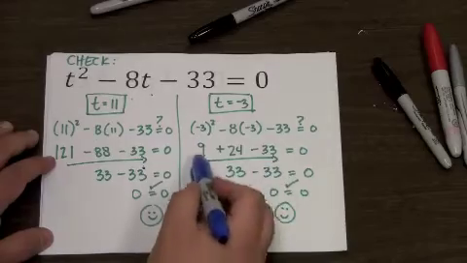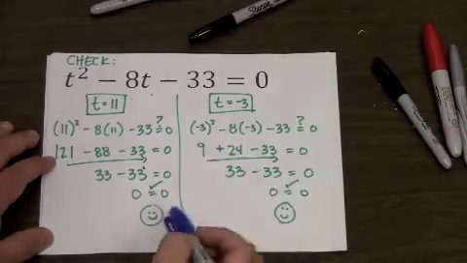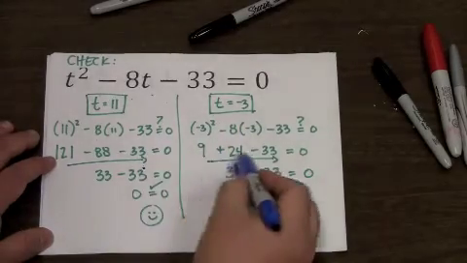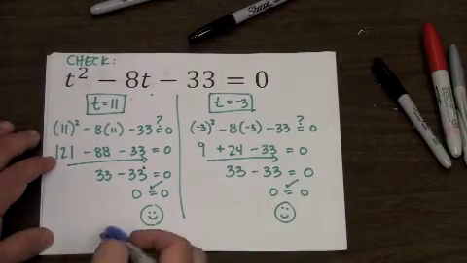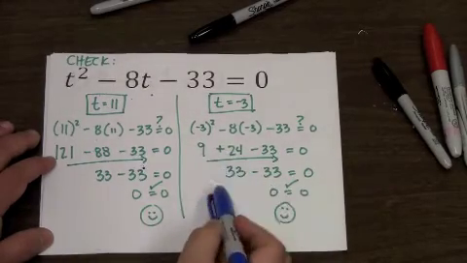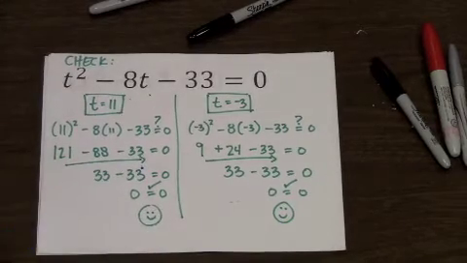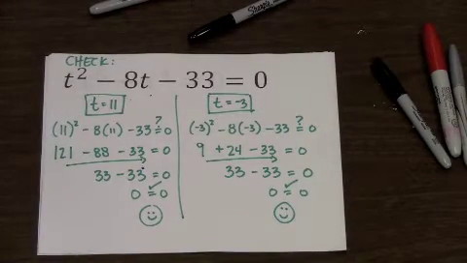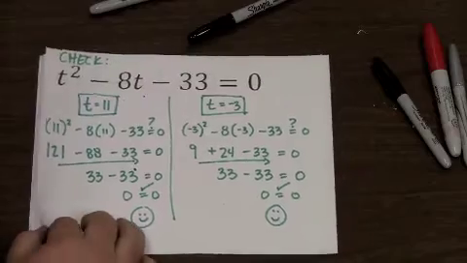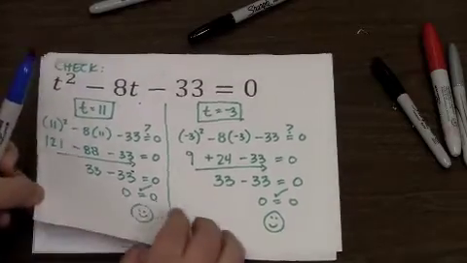Negative 3, you square it, you get 9. Negative 8 times negative 3 is 24. Work left to right here because it's addition and subtraction together. 9 plus 24 is 33, and 33 minus 33 is 0. So you see that both 11 and negative 3 work perfectly. They are the solutions of the equation.